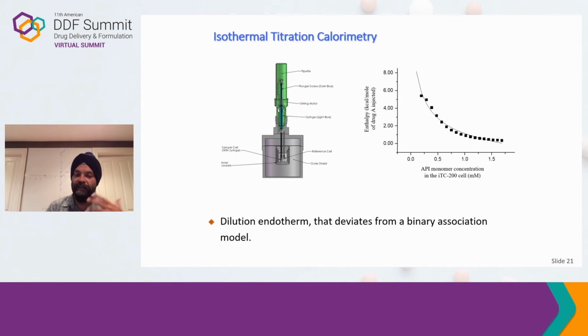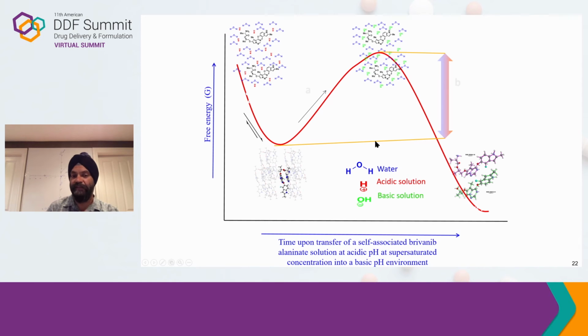And again, another very insightful tool, although it's labor intensive, is isothermal titration calorimetry. So as you increase the monomer concentration on the x-axis, the enthalpy of drug interaction on the y-axis shows a very continuous profile, which is different than a binary profile that you would see with the line that's indicated here. Again, indicative of a continuous mode of association. What's happening here in solution, right?